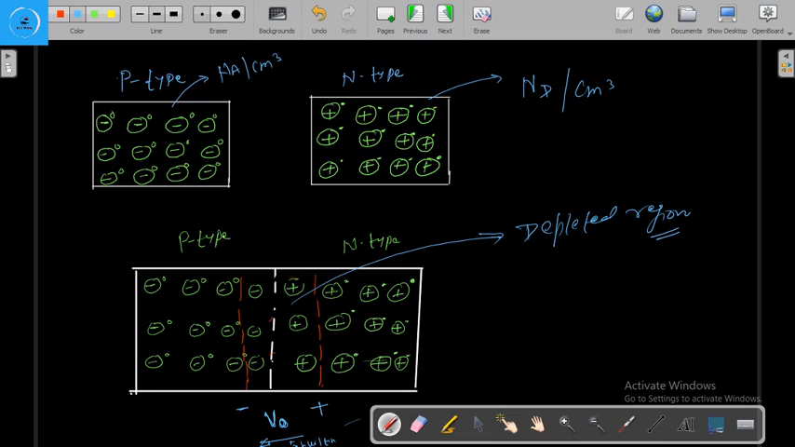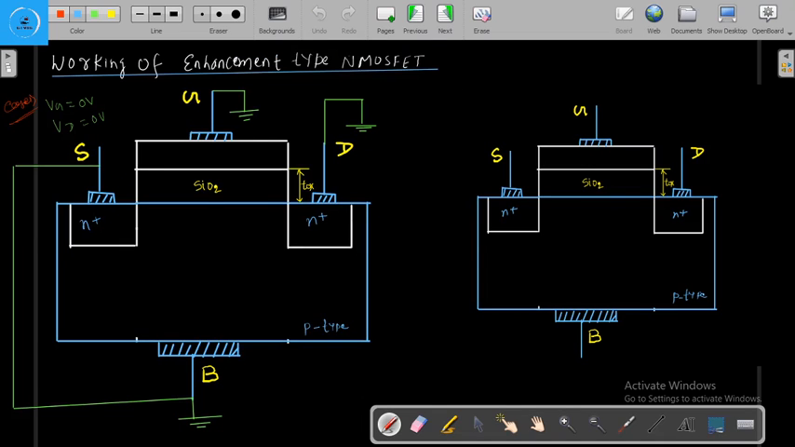As we have learned from here, when the p-type semiconductor comes in physical contact with the n-type semiconductor, near the junction immobile ions are present, and this region of immobile ions is called the depleted region. In the same way, here an n-type semiconductor comes in contact with a p-type semiconductor, and since this is heavily doped, the depletion region will be very small here, and here the depletion region will be more.